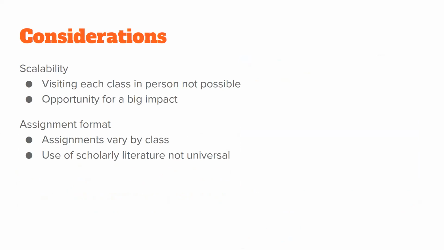So some considerations that we had to think about while we were considering this was, given the total number of students involved, issues of scalability were a primary consideration. The library obviously lacks the staffing resources to visit each class in person, but the number of students enrolled in these courses provided an opportunity for a significant impact. And also, the various courses lacked a unifying assignment. Instead, each course designed their own, with some requiring the use of scholarly literature and others not.